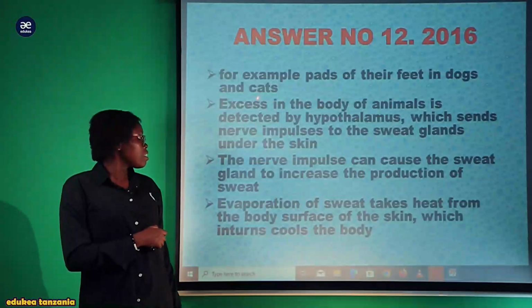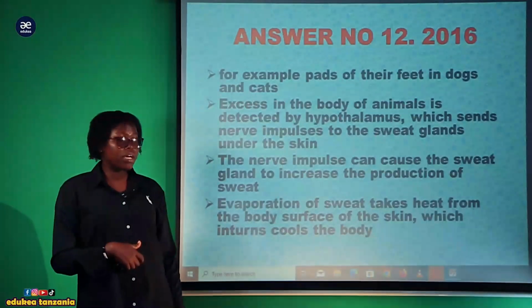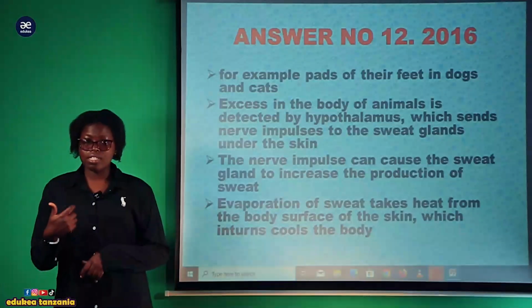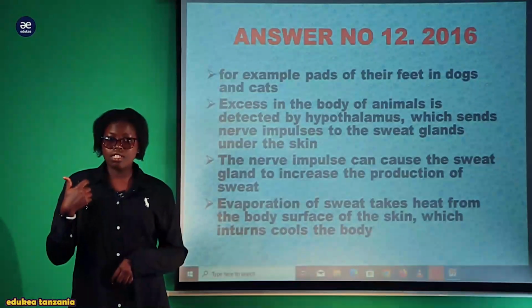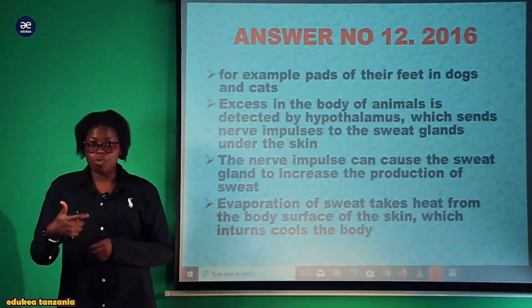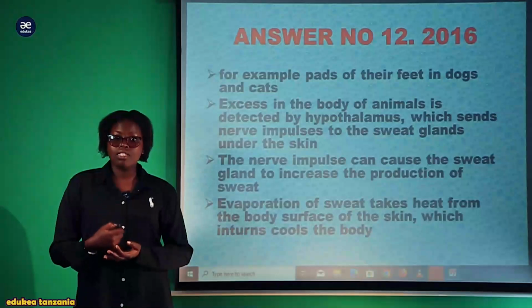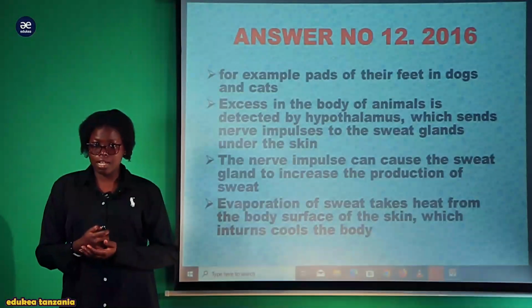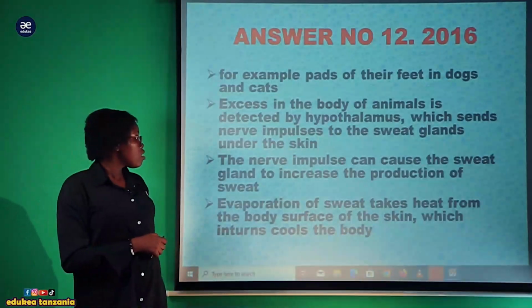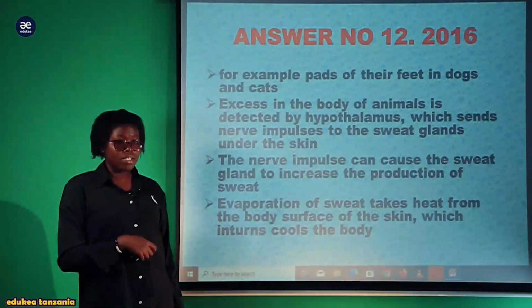So an excess in the body of an animal is detected by the hypothalamus. Tunasema kwamba pale ambapo kunakuwa na high temperature katika body of an organism, the hypothalamus is the coordination center and anaweza kudetect na kuweza kuprovide nervous coordination system kwa ajili ya kuweza kuensure kwamba internal body temperature is being maintained katika required level. So the hypothalamus sends nerve impulses to the sweat glands under the skin.